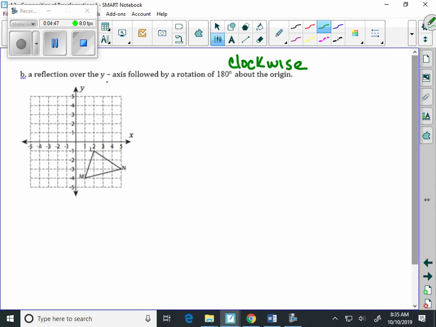Because if we go clockwise, we're going in this direction, and we would go 1, 2. That would put us up here in the second quadrant. If we went counterclockwise, we'd be going this direction, we'd go 1, 2. So it still ends up in the same place, regardless of our transformation. But before we even get to the rotation, we need to reflect this graph over the y-axis.